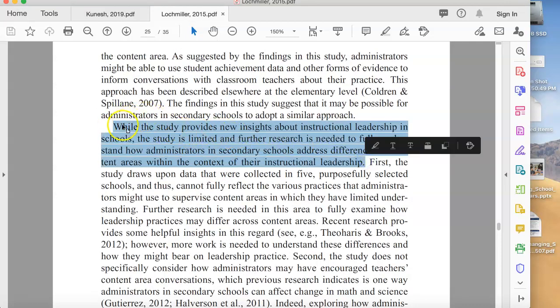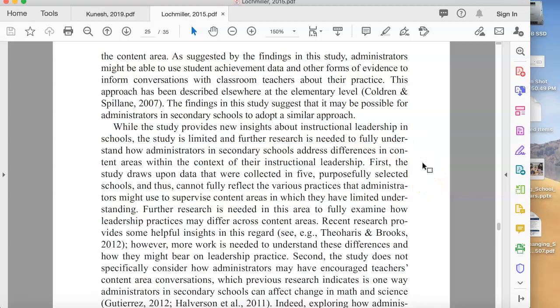And oftentimes this is pulled out in its own section called limitations. Not always. Here it is not. So while this study provides new insights about instructional leadership in schools, the study is limited and further research is needed. This is really important, one, because you want to start to learn to read critically and understand, wow, there is this new knowledge, but these are the places where the study falls short, maybe these are some points that are beyond the study's scope, these were not feasible.